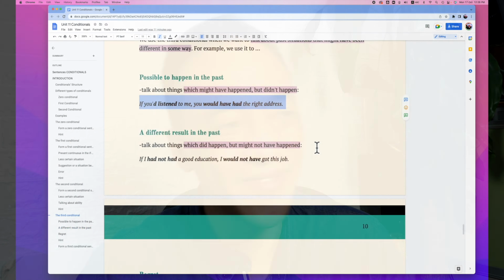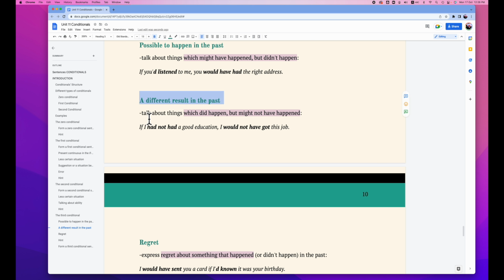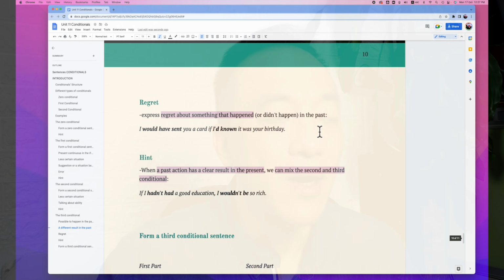Let's take a look. For a different result in the past, we talk about something which did happen, but might not have happened. For example, if I had not had a good education, I would not have got this job. So you did have a good education, otherwise you would not have got this job. We also use the third conditional to express a feeling of regret. And how to do this? Let's take a look.